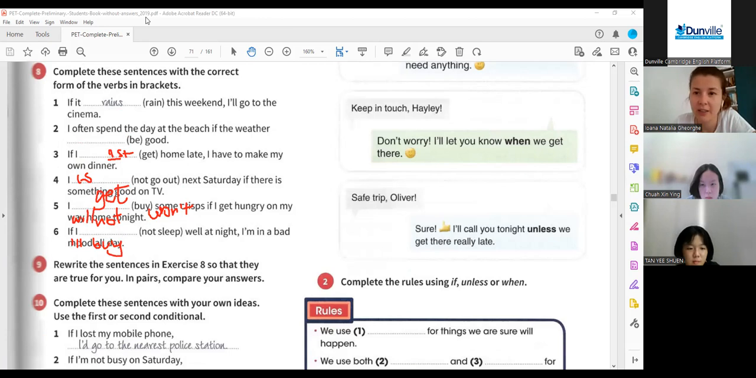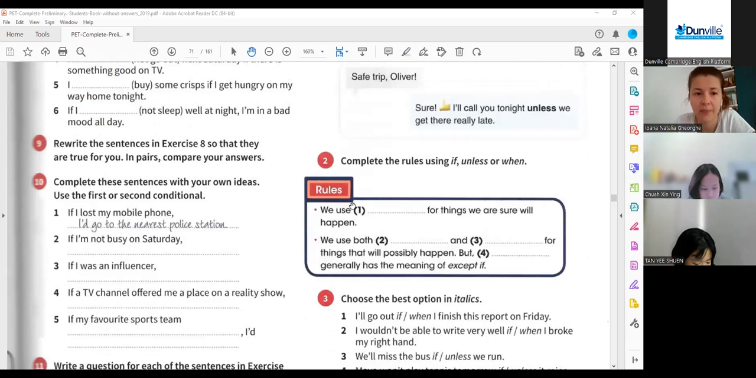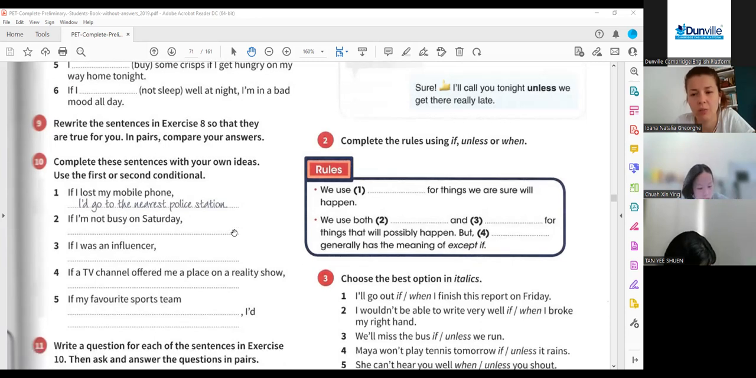Okay, right. So let me get rid of this. Right. Number 10 is telling us to rewrite the sentences with your own ideas. So, for example, if I lost my mobile phone, I'd go to the nearest police station. I'll give you a couple of minutes to write your own options, and then we are going to check.